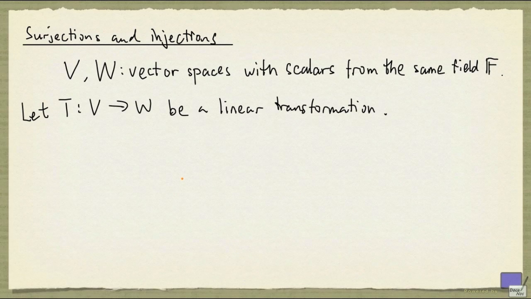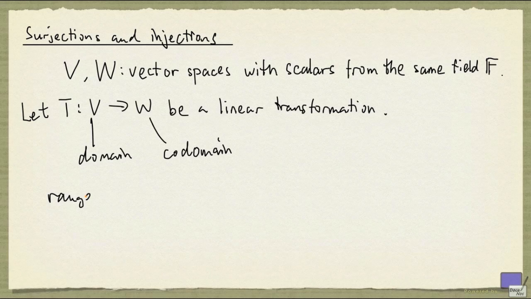In this video, we're going to look at surjections and injections. So again, we have a linear transformation T from V to W, where V and W are vector spaces with scalars from the same field F. Now, V is called the domain of T, and W is called the codomain of T.